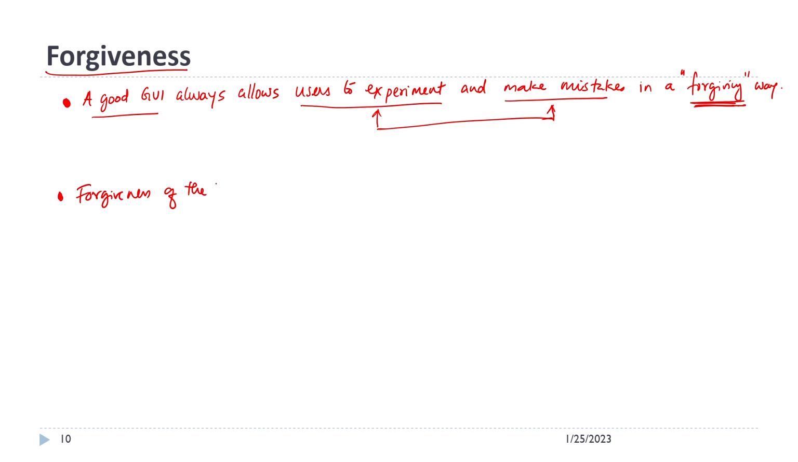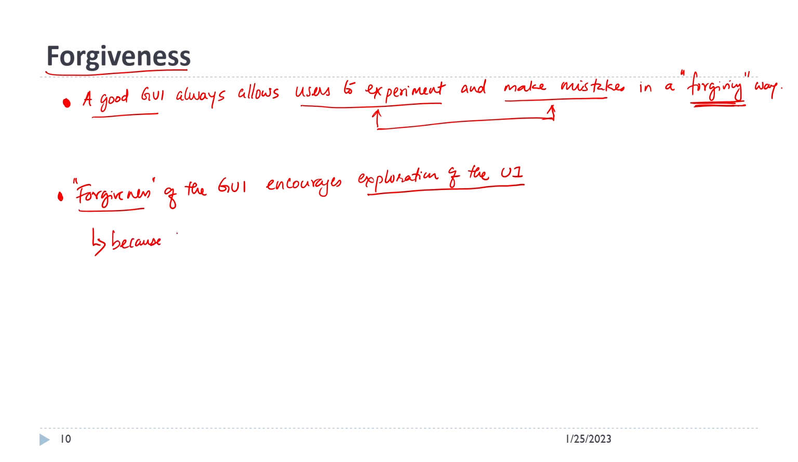Okay. So, what happens is forgiveness of the GUI encourages exploration of the UI. Okay. So, if you have forgiveness of the GUI, then it will encourage exploration of the user interface. Okay. Why? There are two reasons to this.